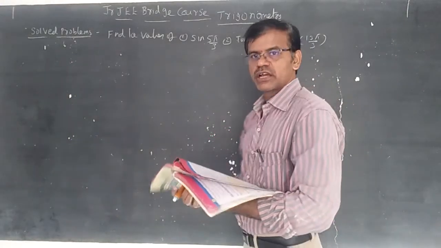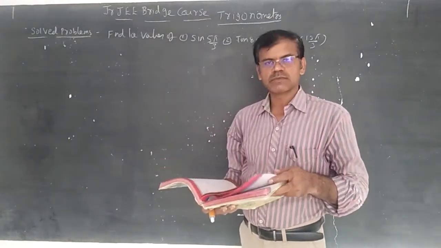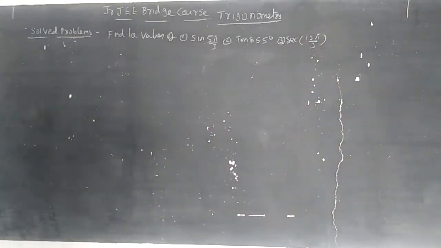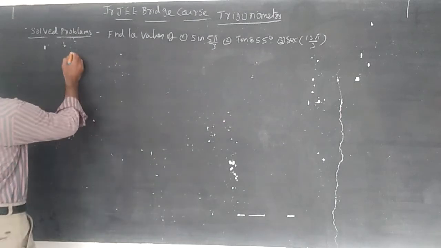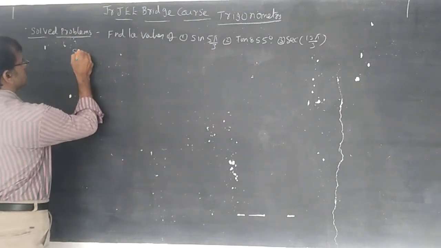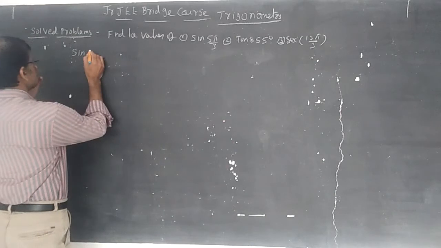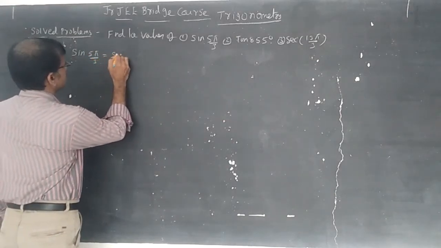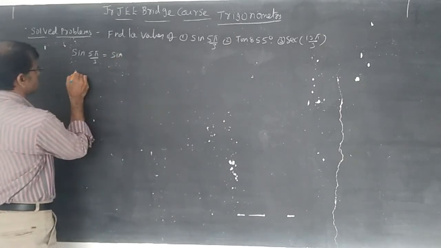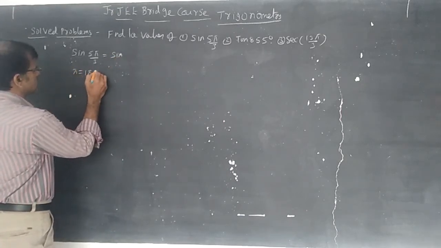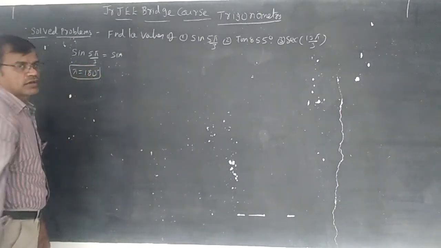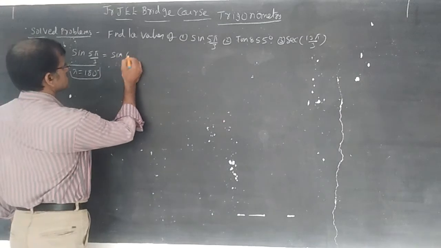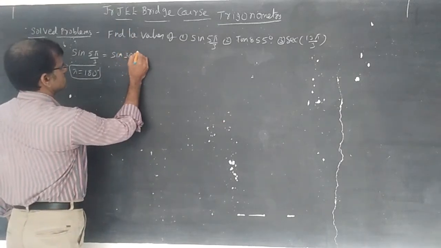These sums we can do depending upon the allied angles concept. First of all, sin 5π/3. Students, you can understand π means 180 degrees. So sin 5π/3 means 5 into 180 by 3, and 180 by 3 means 60. Sin 5 into 60 becomes 300 degrees.